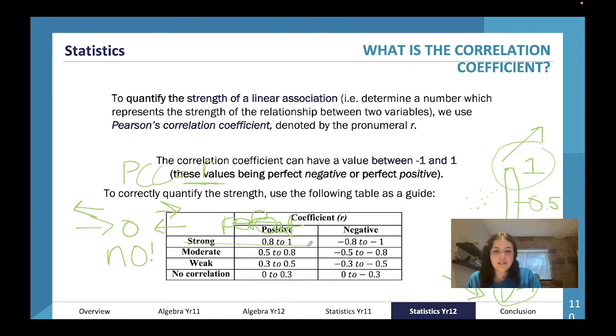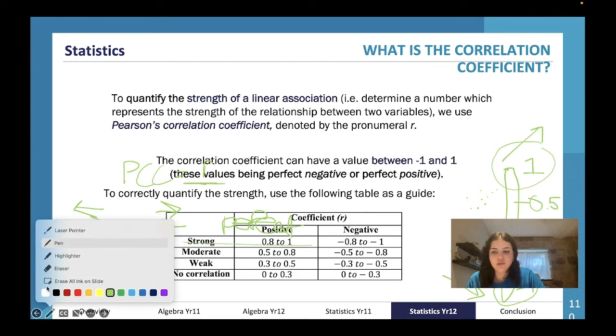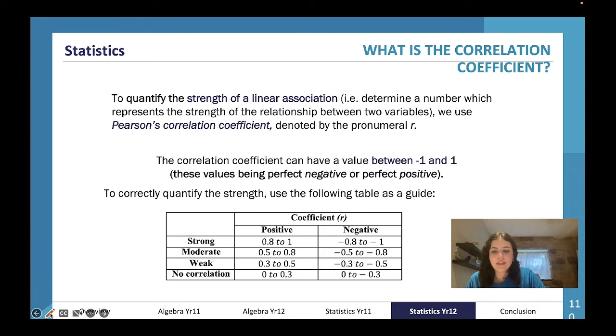So we're going to use this table as a guide of how to describe it, because not only do you need to use the table, but you need to use the words associated with each number to describe correlation. You can't just drop the whole strong, moderate, weak thing. You're going to use the number and the word strong, moderate, weak. So it could be a strong positive correlation, which would mean it's between 0.8 to 1. Moderate positive would be 0.5 to 0.8. Weak positive would be 0.3 to 0.5, and no correlation will be 0 to 0.3.